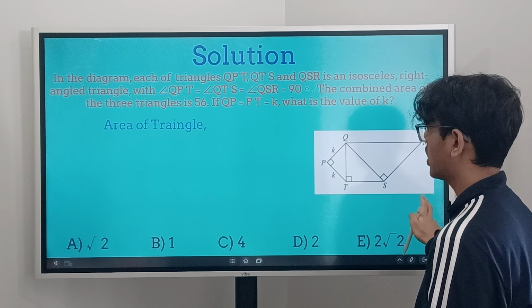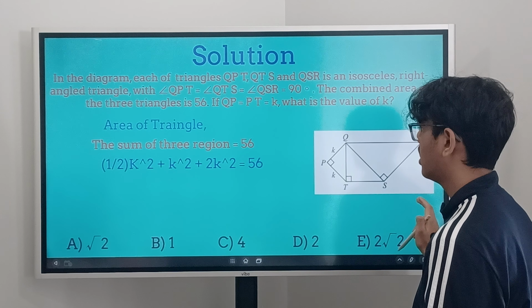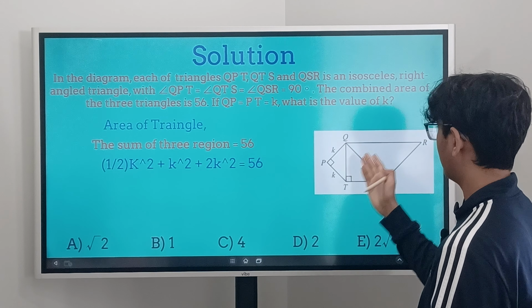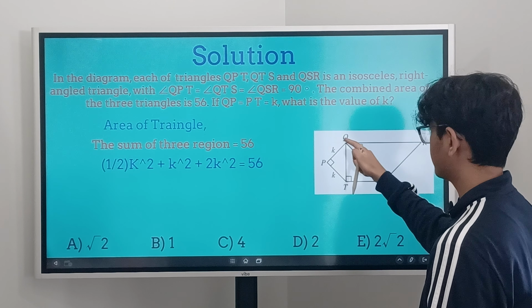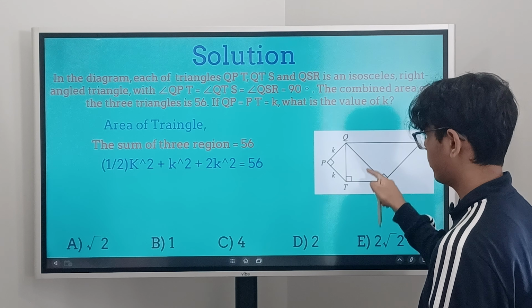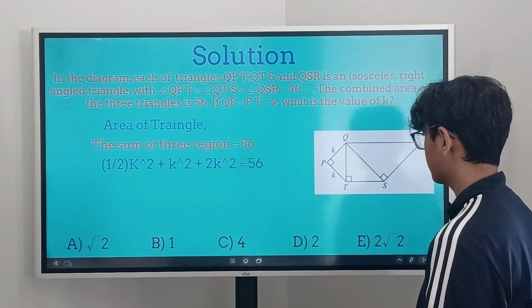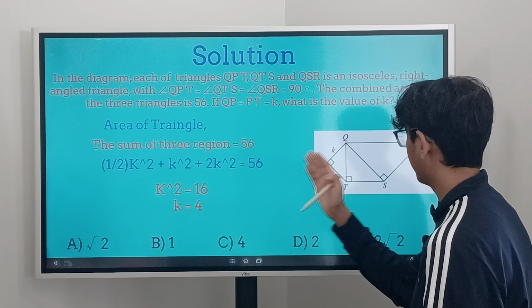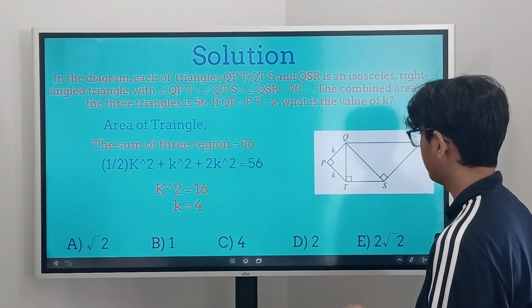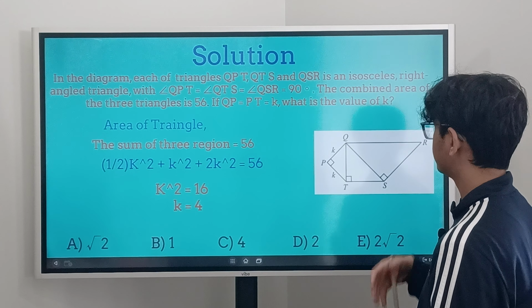So from here, the sum of the areas of all three triangles is equal to 56. We already know that. Then we're just going to substitute every single one of these: half times K squared, plus the area of this one, which is K squared, plus the area of the bigger triangle, which is 2K squared, is all equal to 56. Once we simplify and solve this, we get K squared equal to 16. That means the value of K is equal to 4, and the answer to the problem is C, which is 4.